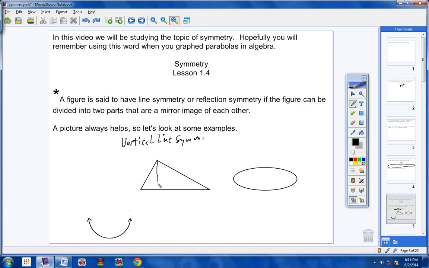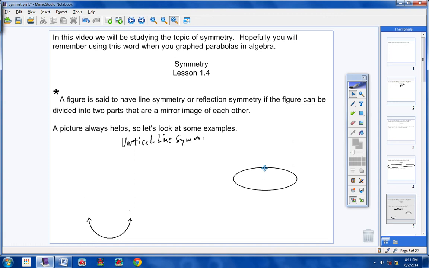If you drew a line here, there's no way this little triangle here is going to fall on top of this big triangle over here. If you were to take the triangle and turn it a little bit, maybe turn it this way, there's still nowhere you can draw a line in which if you were to fold the triangle on that line, the two sides would fall right on top of each other. It's just not possible, okay? So this triangle here would not have line symmetry at all.